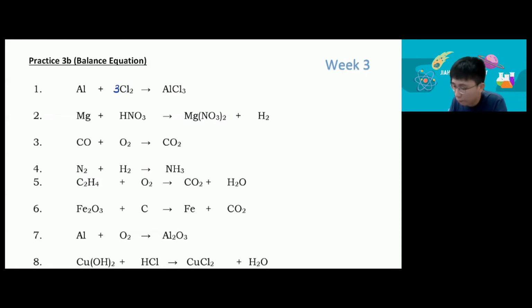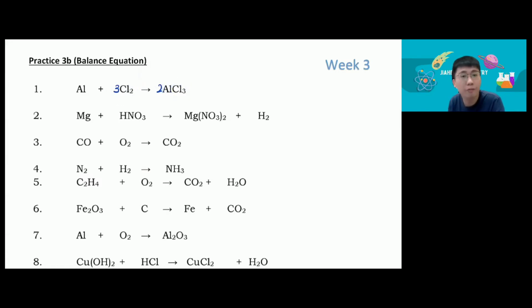So I have 3 times Cl2, I have 6 Cl. Then for the other one, I have AlCl3. In this case, I have 3 Cl. So how do I make this become 6? What you can do is, I can times by 2. So when I times 2, 2 times 3 becomes 6. I'm trying to make them become 6 because, as I said just now, for 2 and 3, the same number between them is 6. So when I do 3 times 2, I have 6 chlorine. And 2 times 3, I also have 6 chlorine.